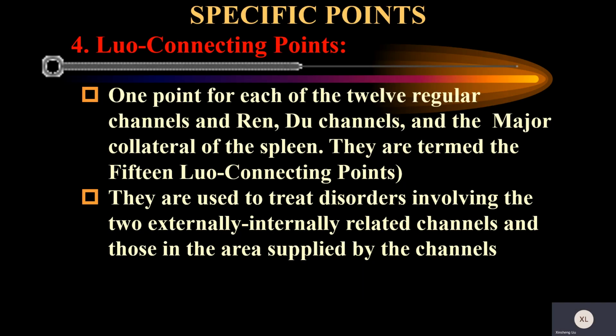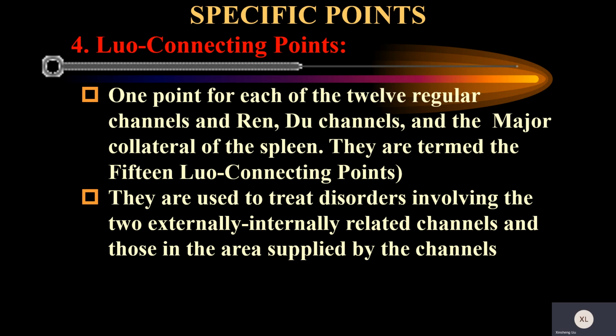Go to the next slide. Lower connecting points. They're special too. 1 point for each of the 12 regular channels and the ren and du channels and the major collateral of the spleen. So they are termed 15. Remember, 15 lower connecting points, right? 15. So 12 plus 1 plus 1 plus 1 equals 15. They are used to treat disorders involving the two externally internally related channels and those in the areas supplied by the channels. So a lower connecting point means that really 1 point can regulate both channels. Example, the lower connecting point on the lung channel.